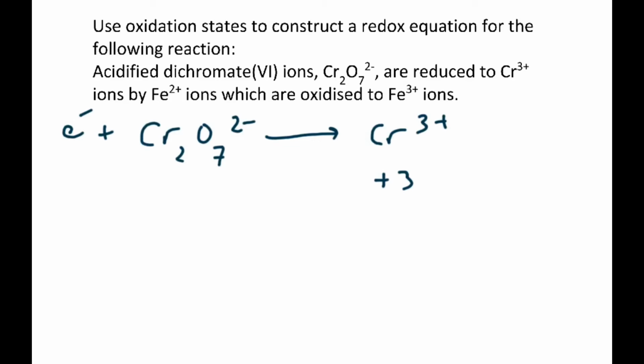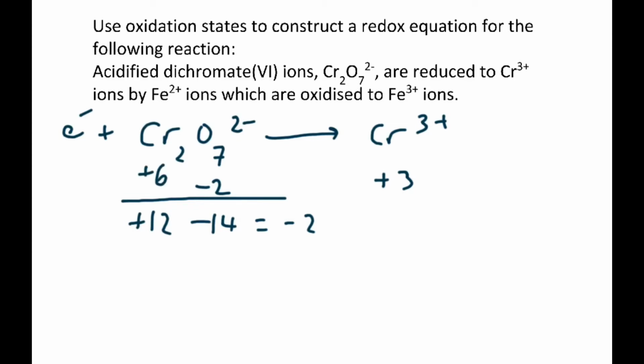Now, if you're not sure how to work out oxidation states, you need to watch the video on how to work out oxidation states. So oxygen is -2, and there's 7 of them, so that'll total -14. We need the whole ion to be -2, so that means chromium is +12. So each Cr must be +6. So the oxidation state of chromium on the left is +6.